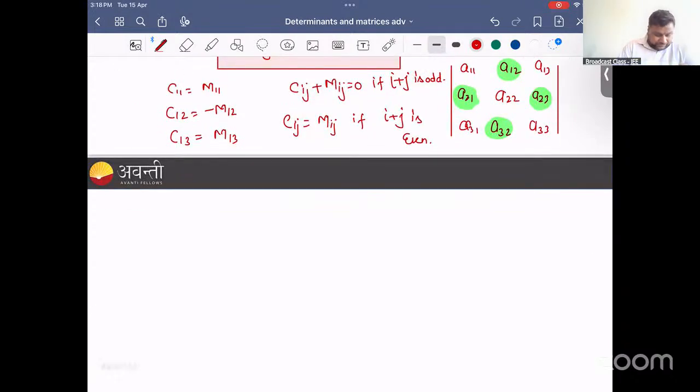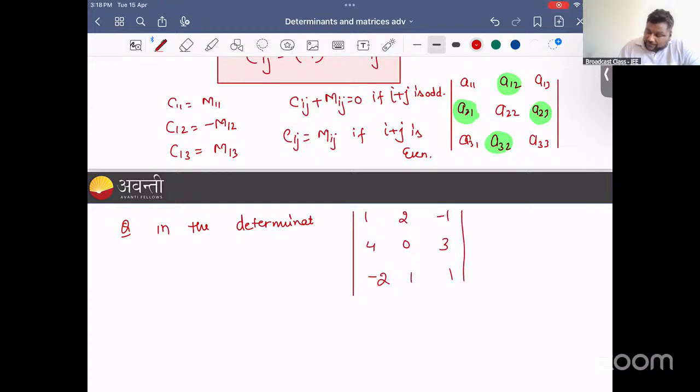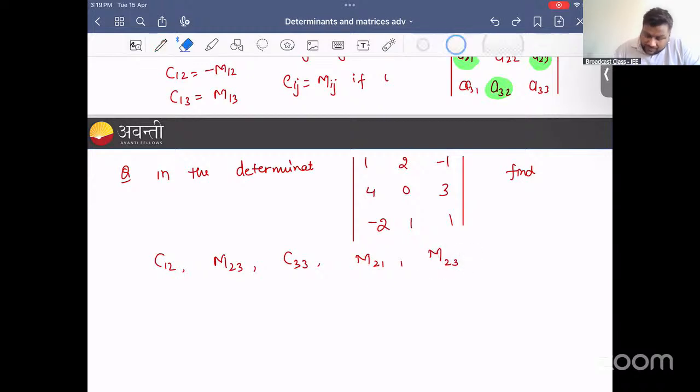Fine. Write down a question. In the determinant 1, 2, minus 1, 4, 0, 3, minus 2, 1, 1, find C12, M23, C33, M21, and M13. Find the value of all of them. Quickly.